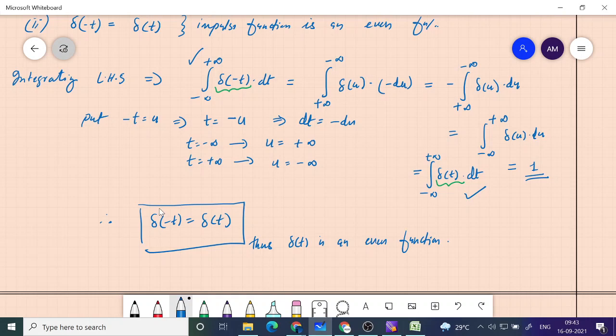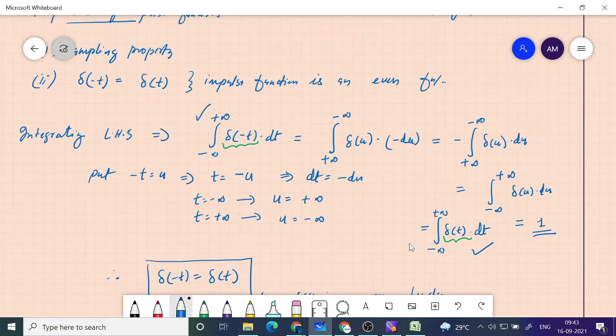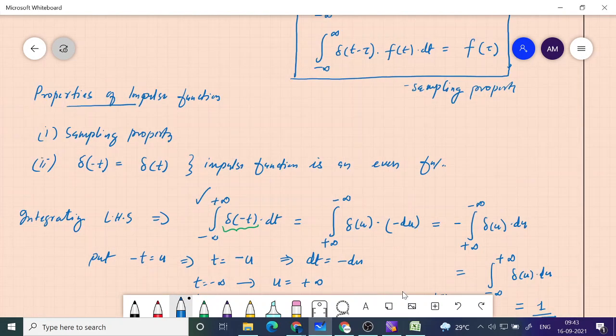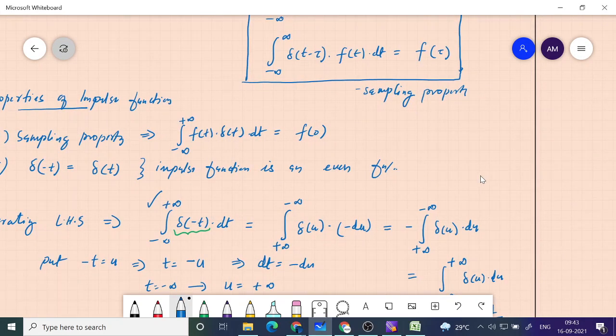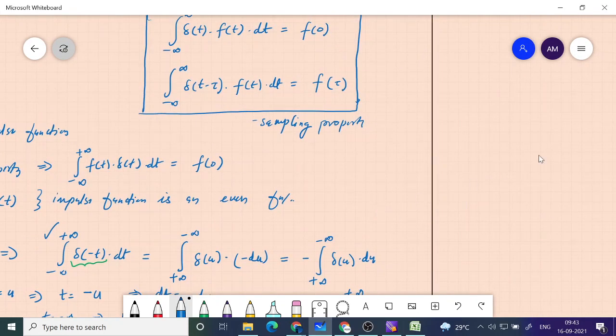Okay, all right, so now two properties. The sampling property is what? We multiply the function f of t with delta of t and integrate from minus infinity to plus infinity dt. We get f of 0. I think I have proved this in the last class. Okay, this you can generalize also.